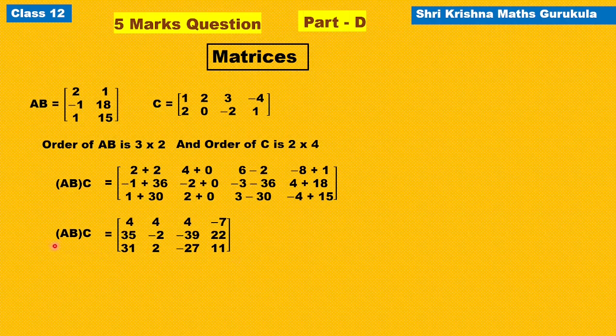Now we can see that AB into C is a matrix of order 3 cross 4. That is what we should get, right? 3 cross 4. Yes, 3 cross 4. So we have got a matrix which is of the order 3 cross 4. Now we have to find BC, then multiply it with matrix A. That is A into BC. We should not change the order.